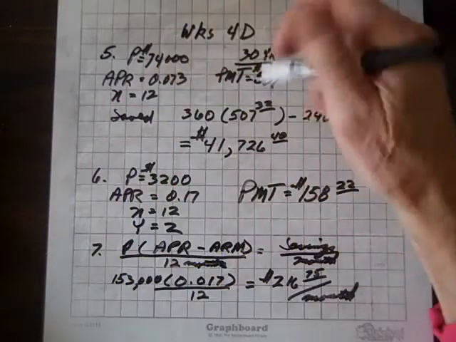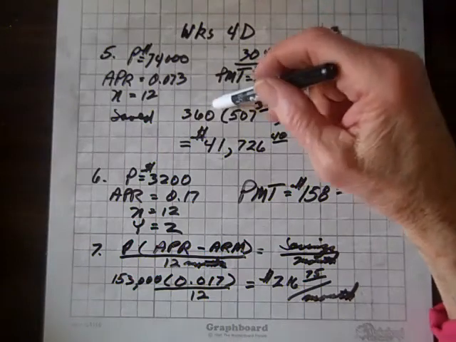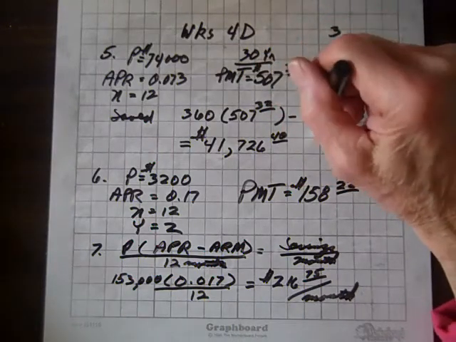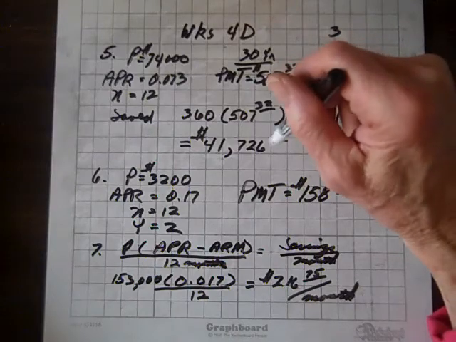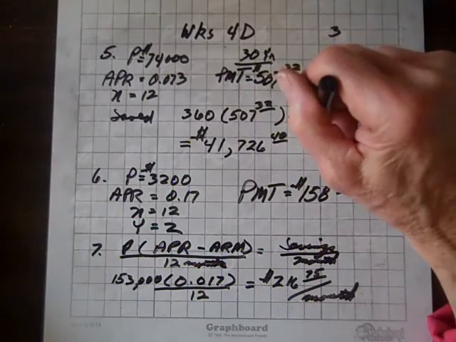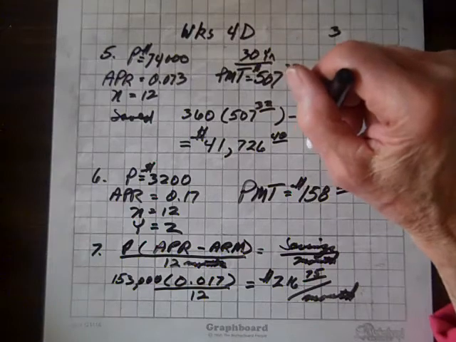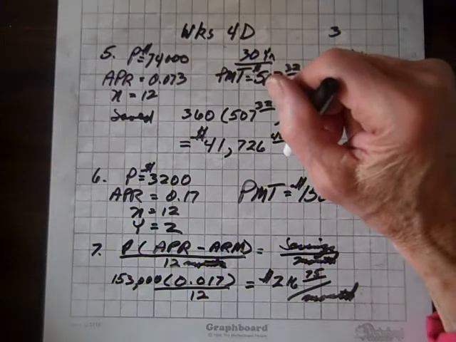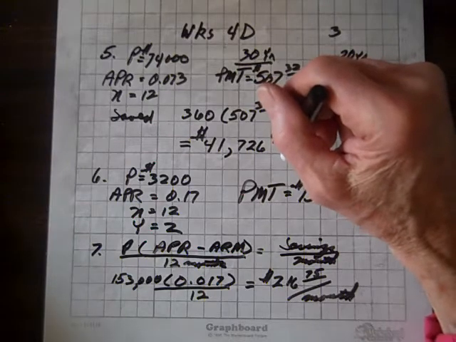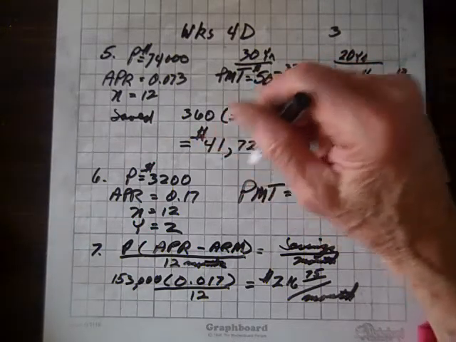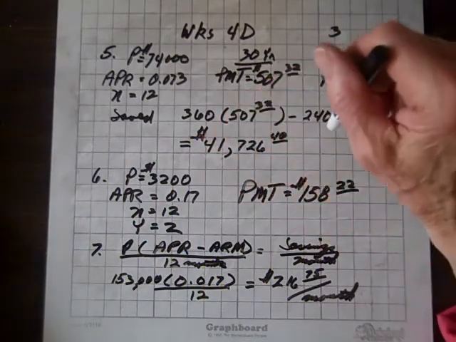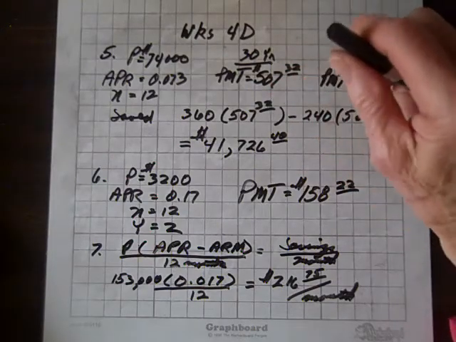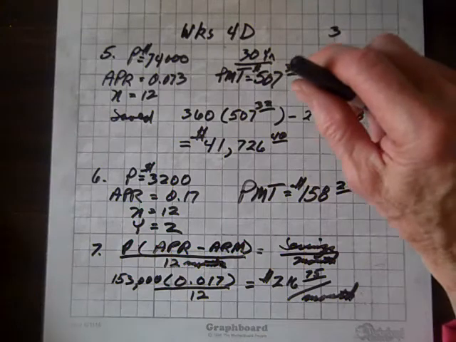Then we want to compute the total of each of those over 30 years and 20 years and find that difference, and that'll tell us how much you save by paying off that loan in 20 years. And it turns out you saved $41,726.40 by paying off in 20 years rather than 30.